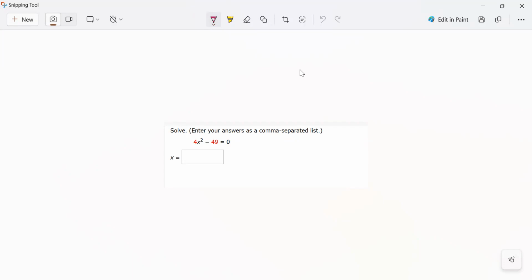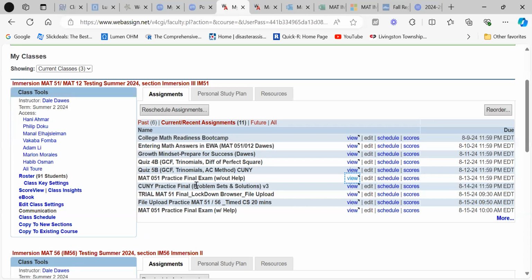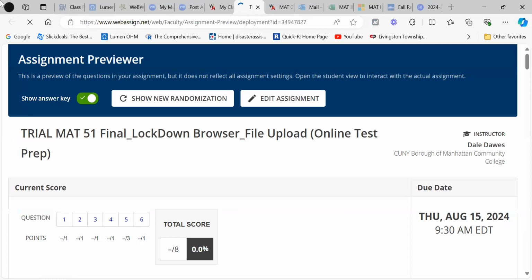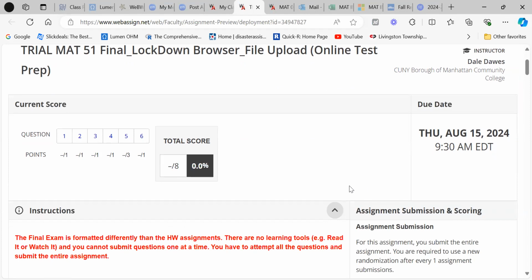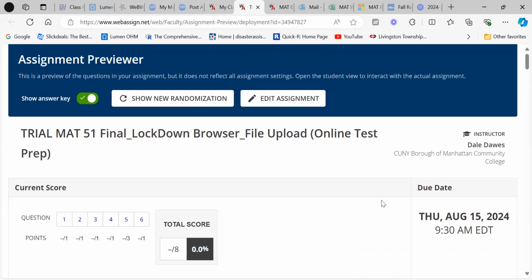And also one quick note, right? You guys also need to complete this one: Trial Math 51 final lockdown browser file upload, before tomorrow's final exam. I think Professor Dawes already showed you guys how to do this, right? Do you guys have any question about this? You need to finish this one today, after the class. Work on this really quickly, finish this so you will be able to take the final exam.